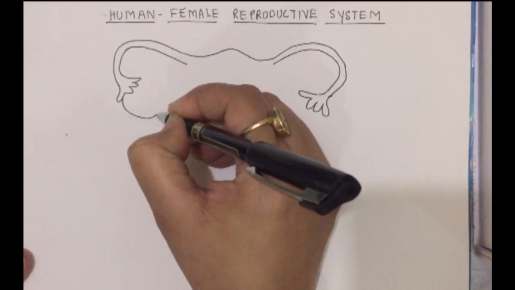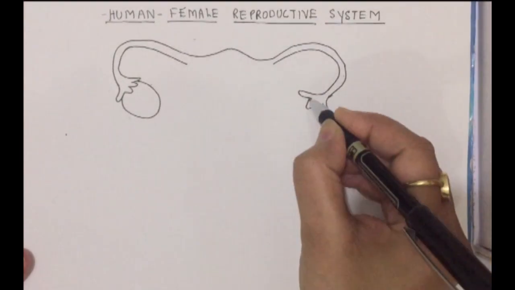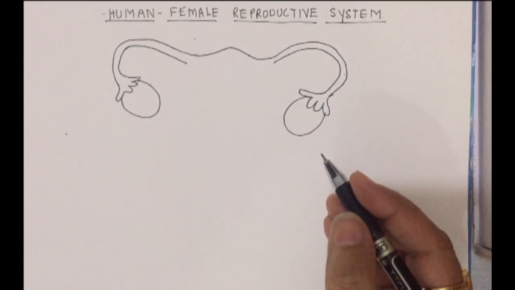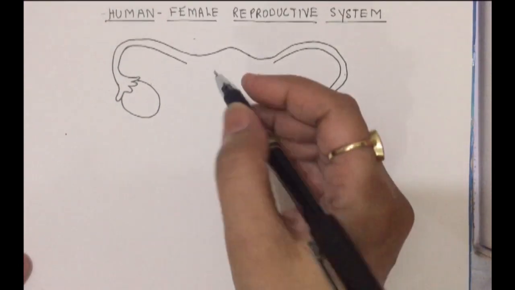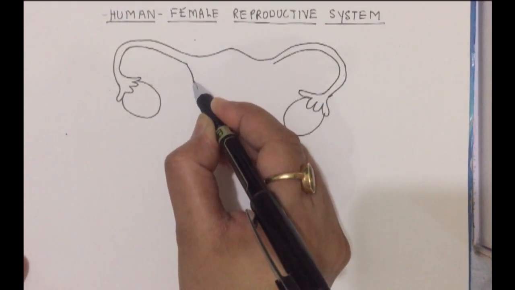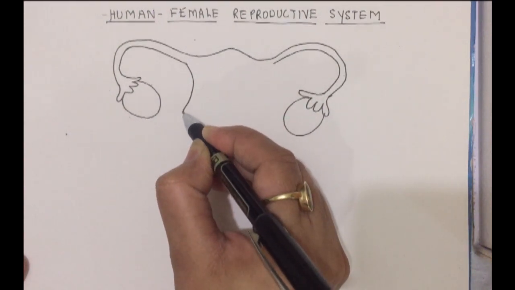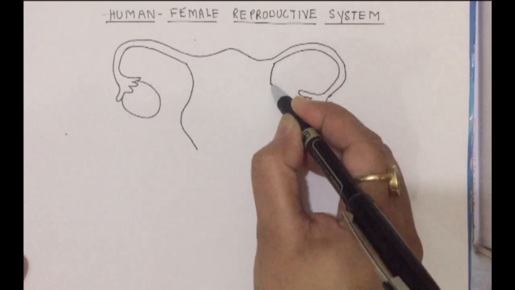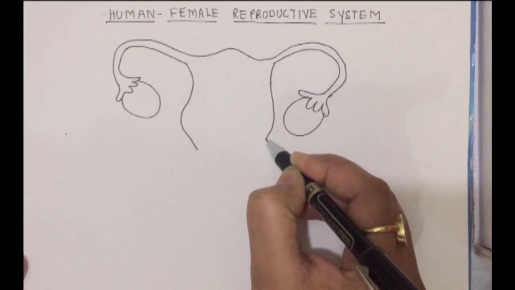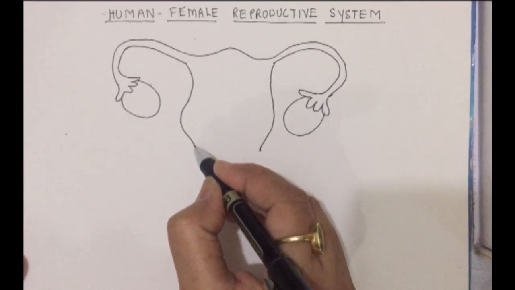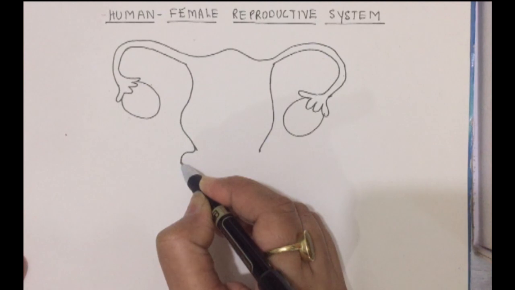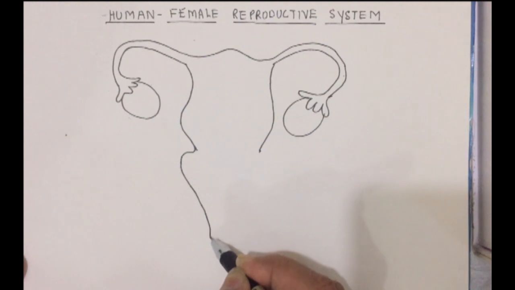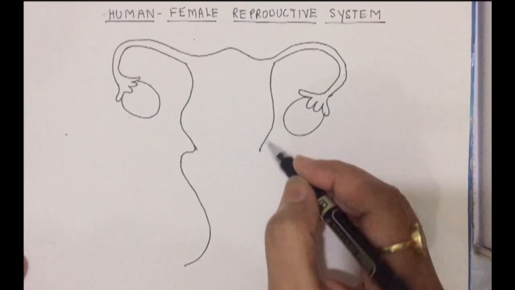Now let us make the ovaries. These are like this. They are present in the lower abdomen of the female body. Now this is how we are going to draw this. We have to draw it symmetrically. See? So draw it together. Like this.